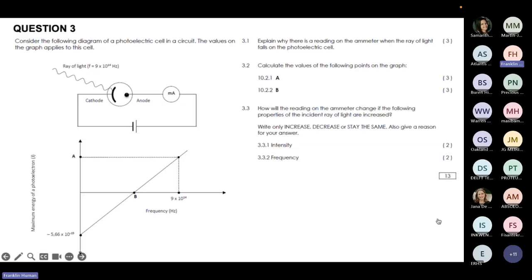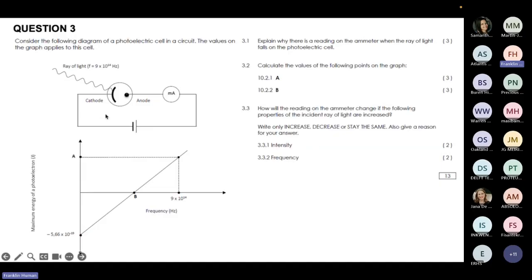Apologies, the time that I've allowed for this question is a little bit shorter because there's a bit of duplication. So I think it should become a little bit easier for you. So let's quickly jump straight into it. Consider the following diagram of the photoelectric cell in a circuit. The values of the graphs apply to the cell.